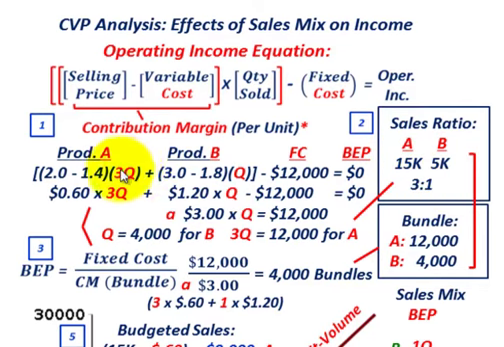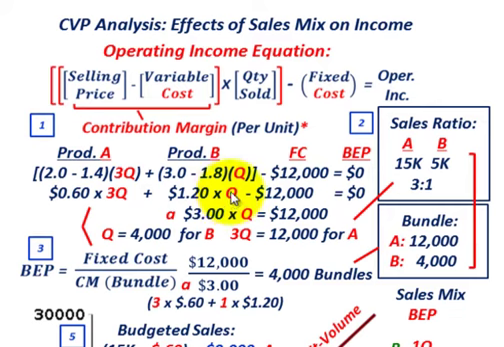With a sales ratio of 3, we get 3Q for product A. Now for product B, we have a selling price of $3 per unit and a variable cost of $1.80 per unit, for a contribution margin of $1.20 per unit. For the quantity sold, going to our ratio, we have a ratio of 1 for B, so it's just 1Q. So 3Q for product A, 1Q for product B. Our fixed cost for our example is $12,000, which we subtract, and now we can solve for Q.